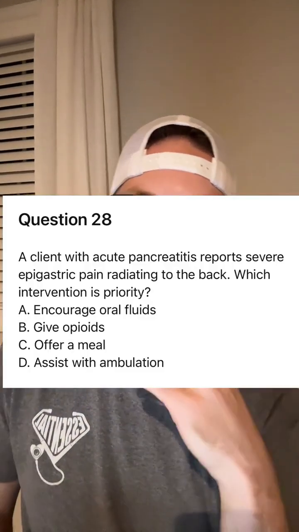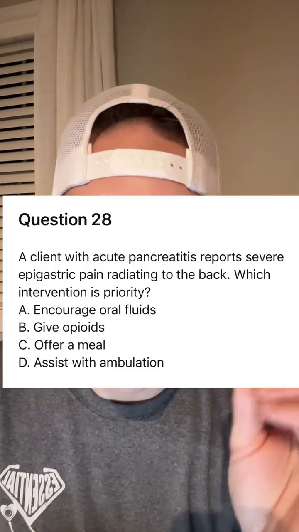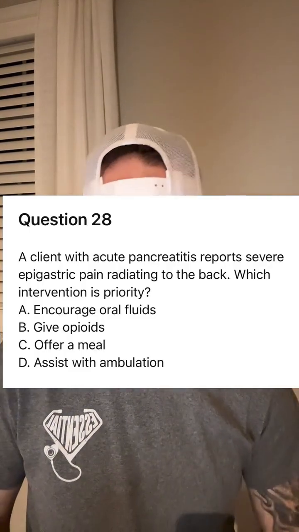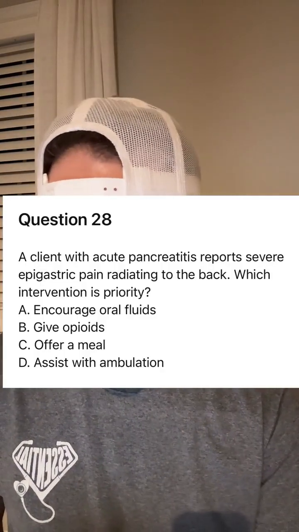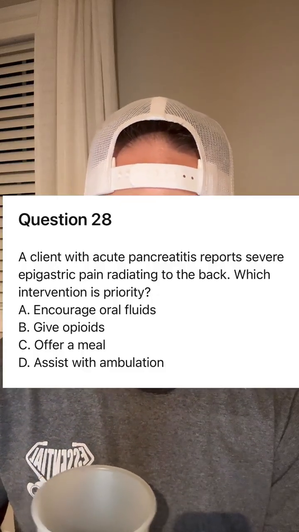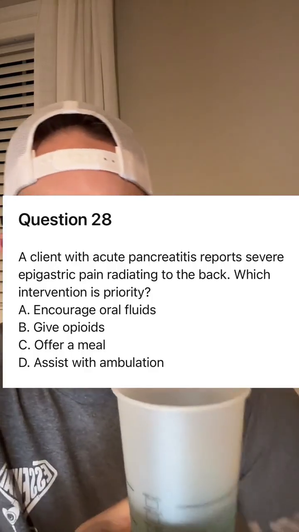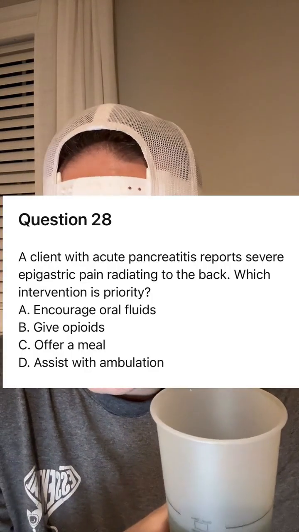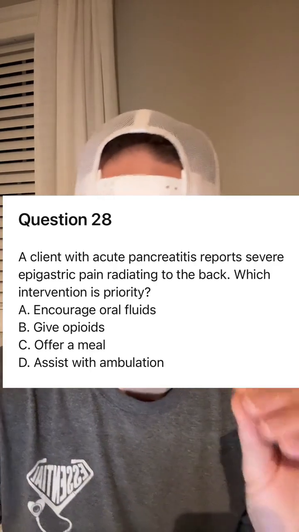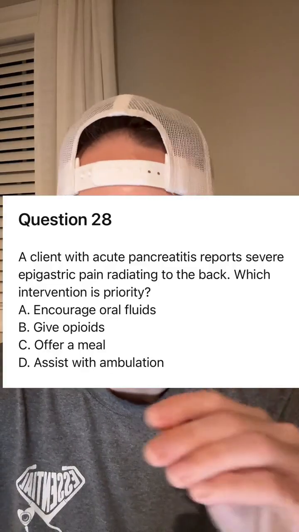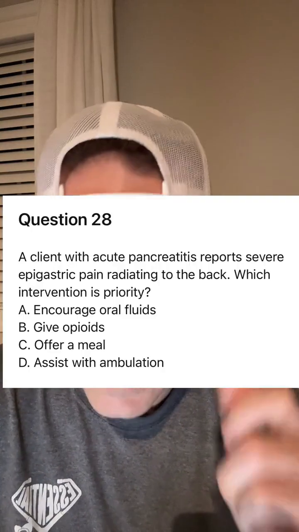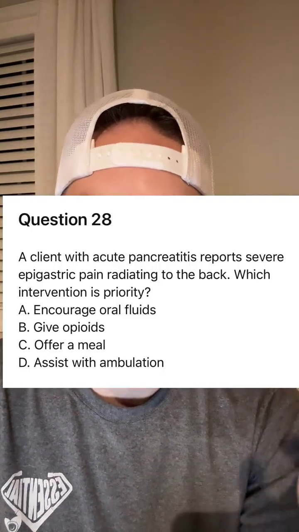All right, question 28. A client with acute pancreatitis reports severe epigastric pain radiating to the back. Which intervention is the priority? Yep. Perfect, guys. B, give opioids. Because why? Pancreatitis will cause severe inflammation and often excruciating pain. Immediate pain control prevents shock, reduces stress, and improves breathing patterns. All right, good job.